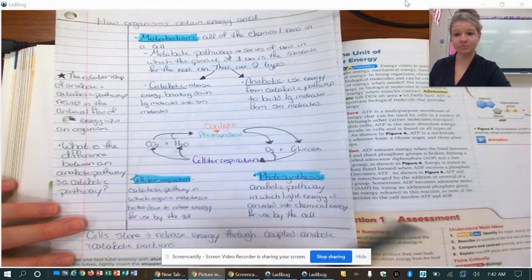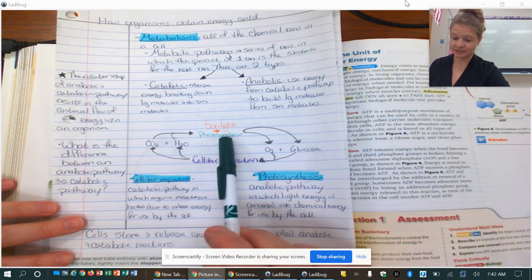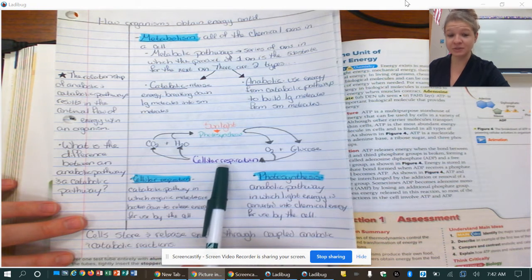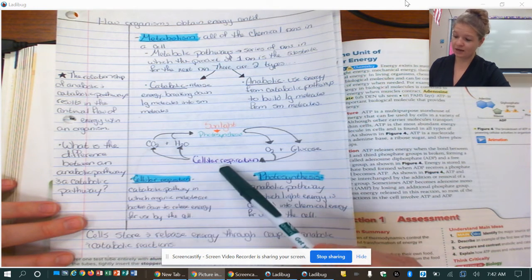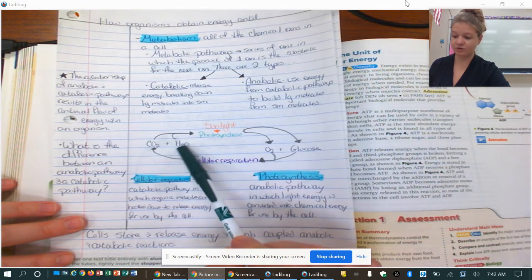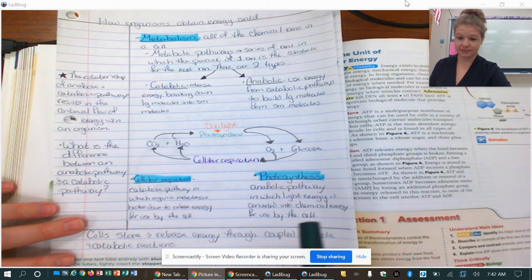So what I did is I added some color because we like color in our notes. And I have my input, sunlight, photosynthesis. Photosynthesis produces O2 and glucose. Cellular respiration uses that O2 and glucose and it releases CO2 and H2O, which then CO2 and H2O are put together to form photosynthesis.